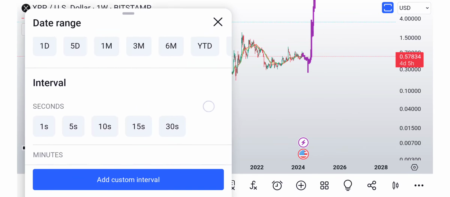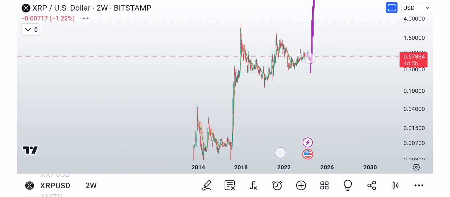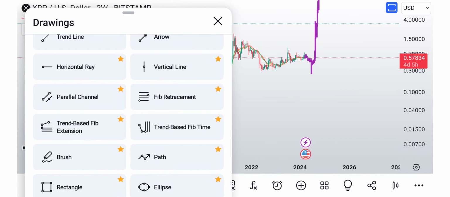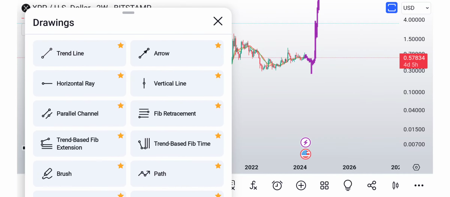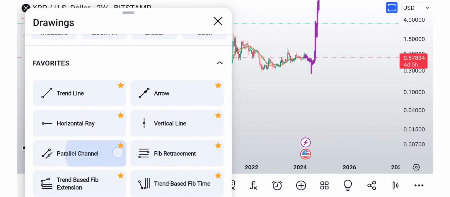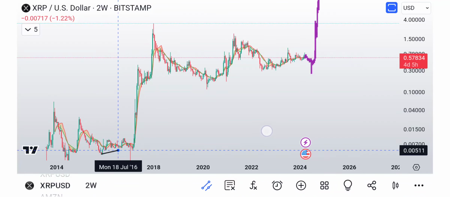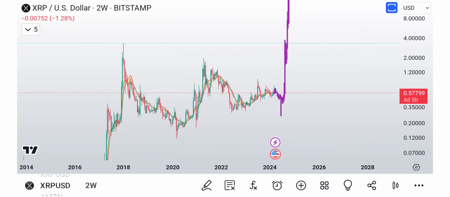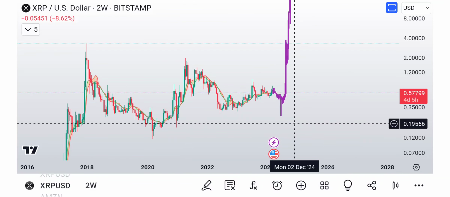So let me put the 2-week chart on. There we go. And you can get a visual representation of this mega bearish idea, which at the end of the day would actually be the best thing for XRP, because it would wipe out all the weak hands. People don't like XRP. It pumps, it dumps. But here's the thing, you're right, that's true. It's highly manipulated, suppressed.